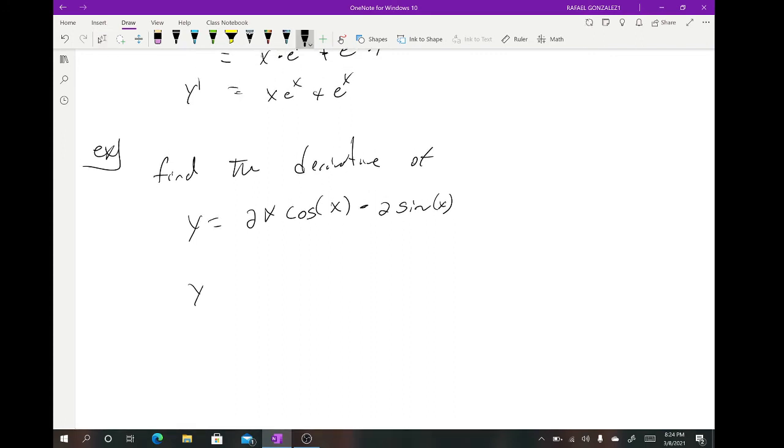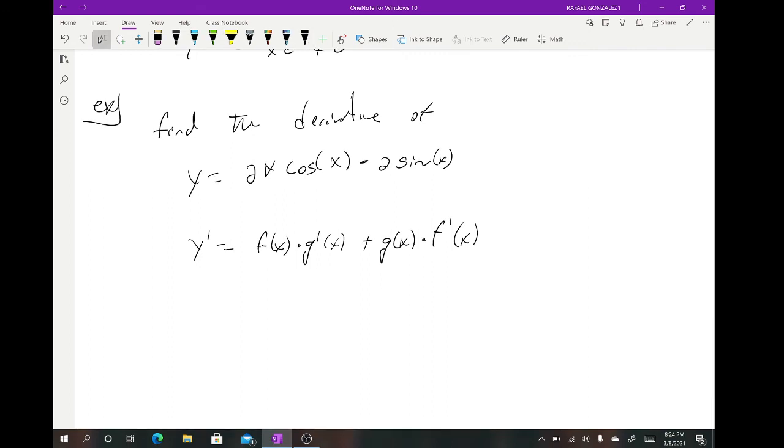Okay, so once again, what we really want to do is do the first times the derivative of the second plus second times the derivative of the first. Okay, so what is f and what is g? Again, I want to let f of x, and here we're going to have actually a third function, so I'm going to let f of x be 2x. I'm going to let g of x be cosine of x.